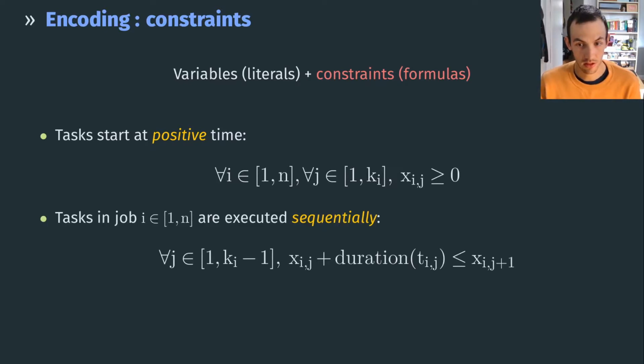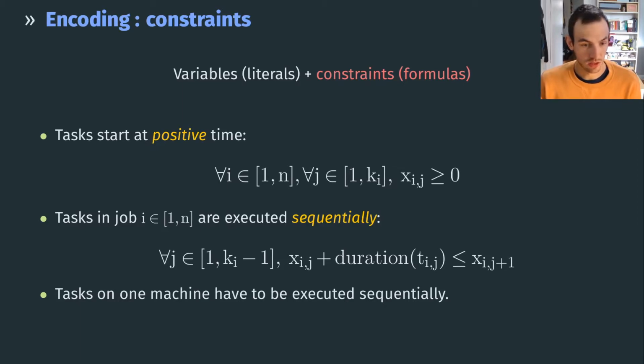And then one of the constraints of the problem is that the tasks in a job i, where i is between 1 and n, should be executed sequentially. So for all j in 1 to ki minus 1, so for all tasks from the first to the before last, the start time of the task ij plus its duration, so duration of tij, is less than the start time of the task i(j+1), so the next task in the job i.